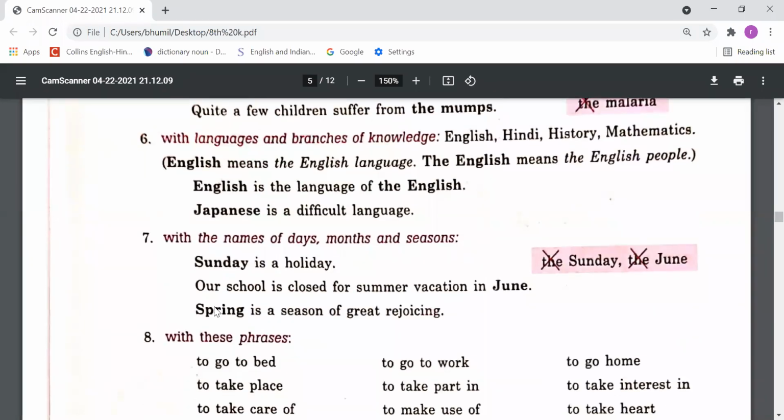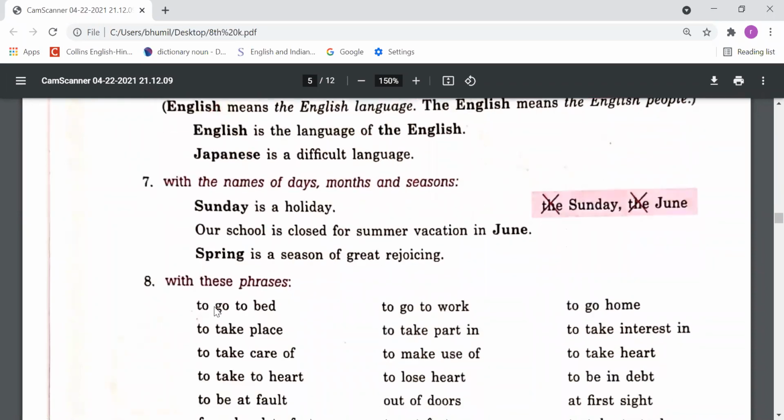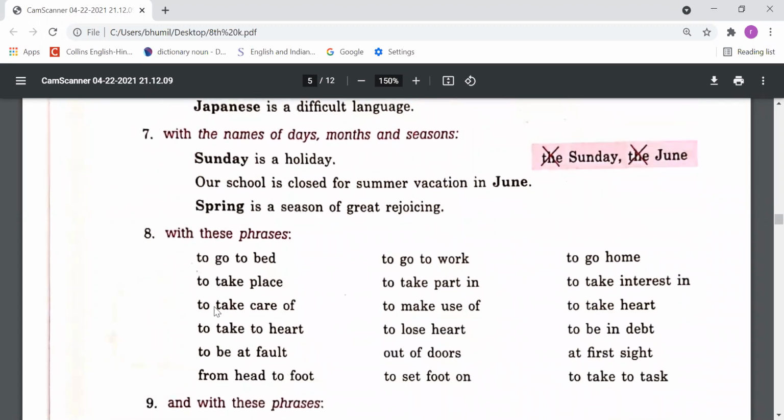Sentence 7, with the names of days, months, and seasons, there is no need to use an article. Sunday is a holiday. Our school is closed for summer vacation in June. Spring is a season of great rejoice. So with the names of days, months, year, and seasons, there is no need to use any article.